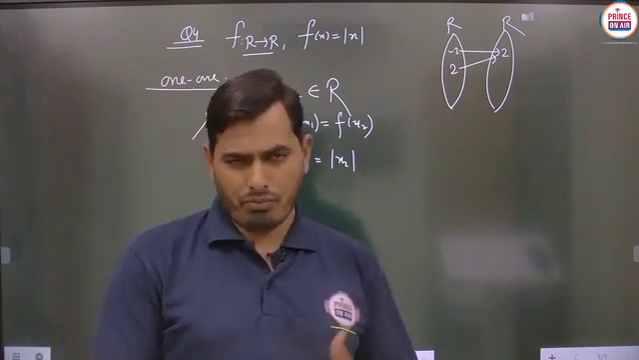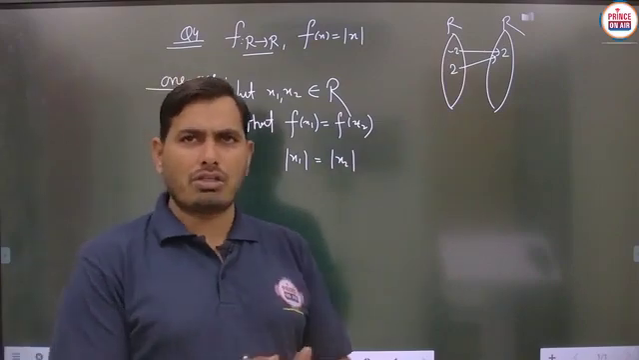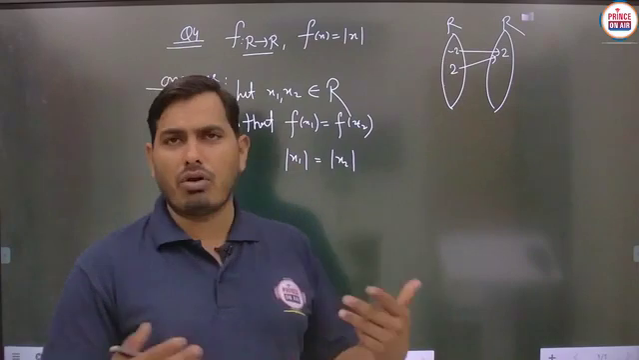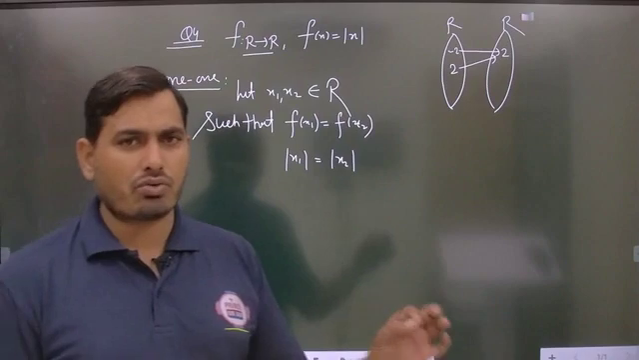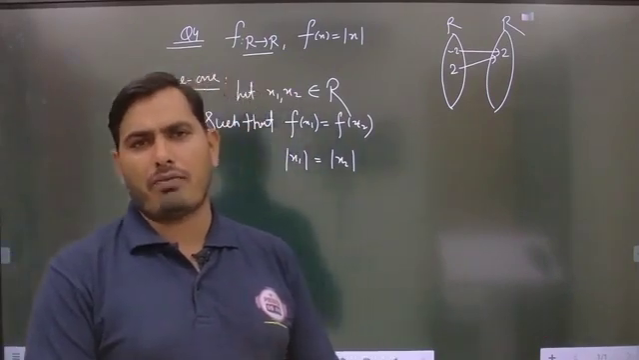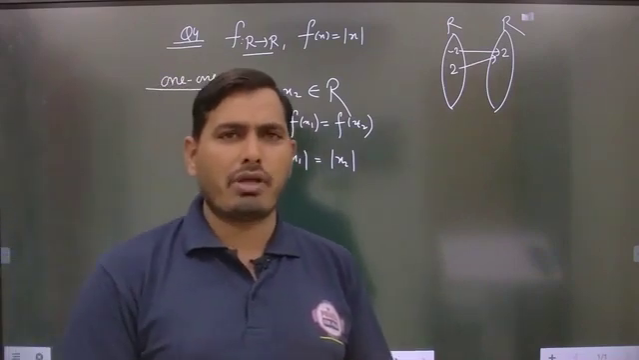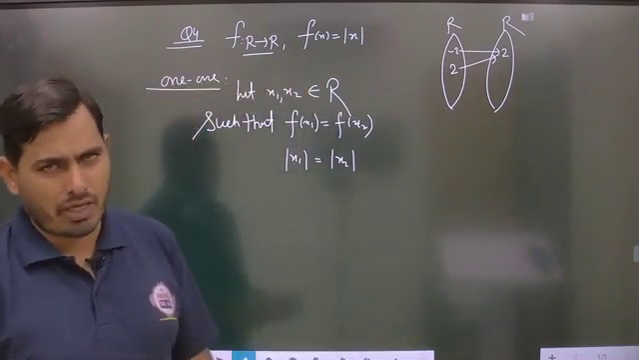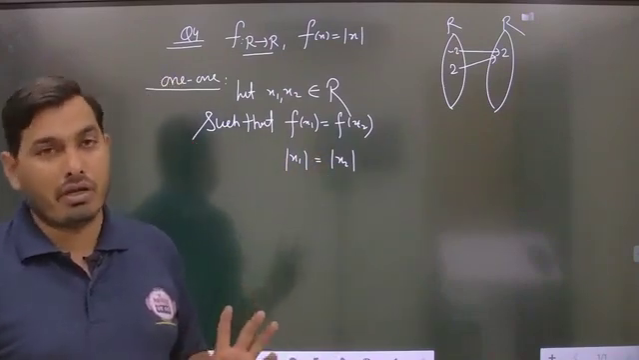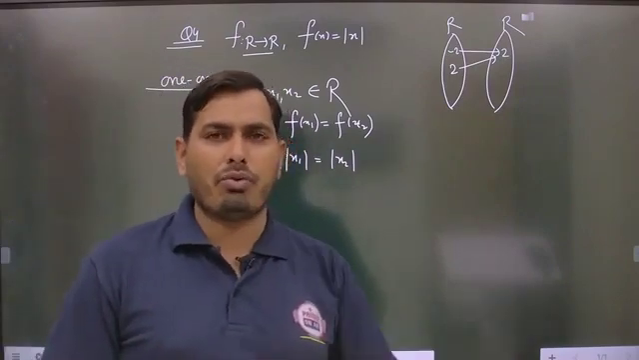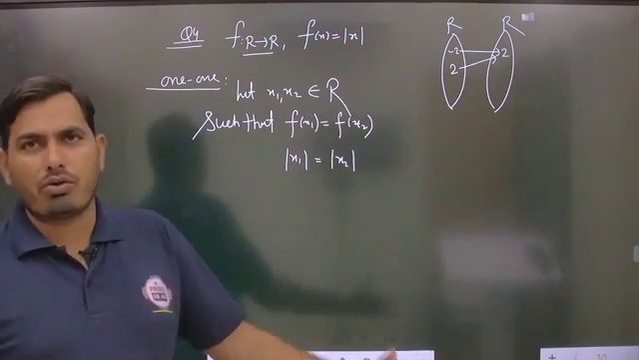But suppose we take x1 equals -2 and x2 equals 2. Then modulus of -2 is 2 and modulus of 2 is also 2. That means whenever x1 is negative and x2 is positive, both moduli are the same, but x1 and x2 are not the same. So we have to check each and every case. If in every case we get x1 equals x2, then it is one-one. If in any case we find x1 not equal to x2, then it is not one-one and it is a many-one function.